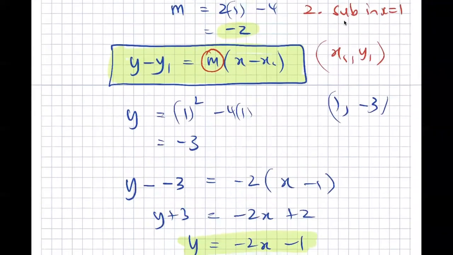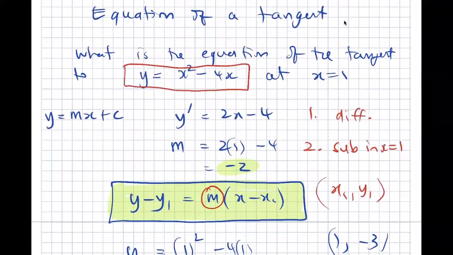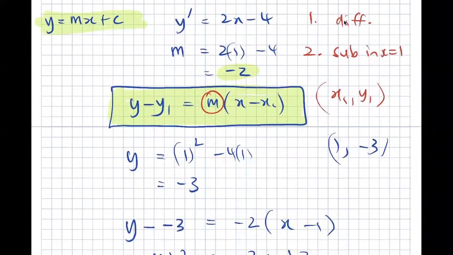Let's have a look then, just at this whole question again, to work out what we are doing. Okay, we want the equation of a tangent. So the equation of a tangent is a line in that kind of form, y equals mx plus c. So here's the question: what is the equation of the tangent to y equals x squared minus 4x at x equals 1? We differentiate, done. 2, we substitute in x equals 1 to calculate the gradient. So there we are, we've got a gradient. Using the equation y minus y1 is equal to m(x minus x1), having a gradient, I need a point. I need a point on the tangent.